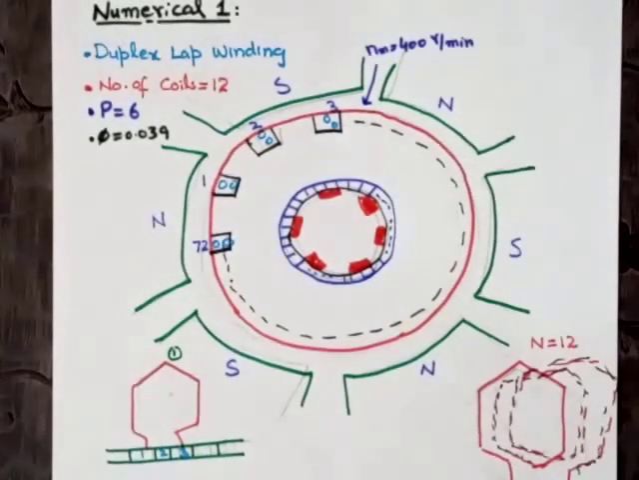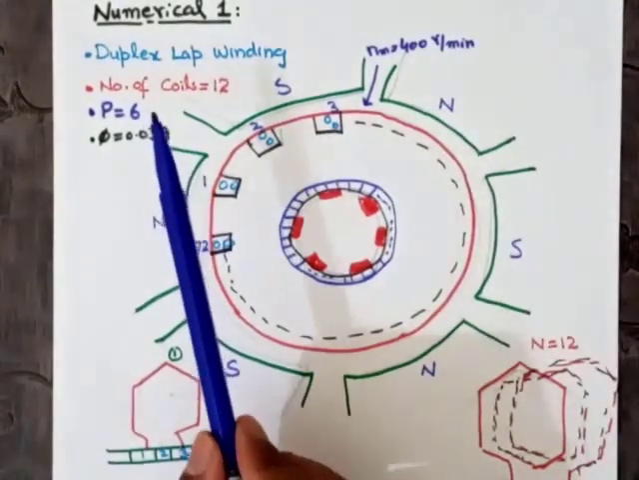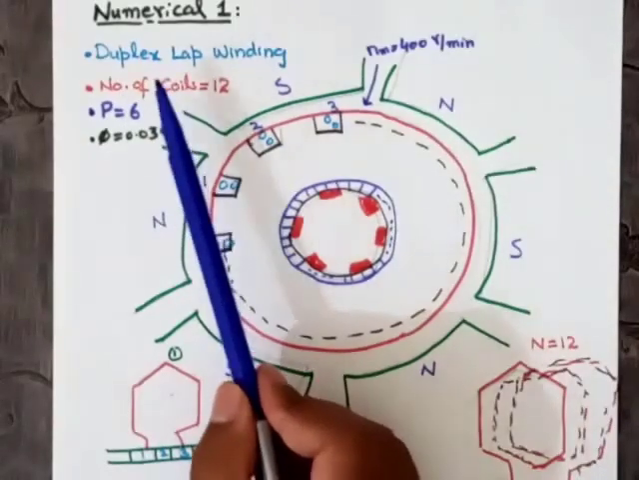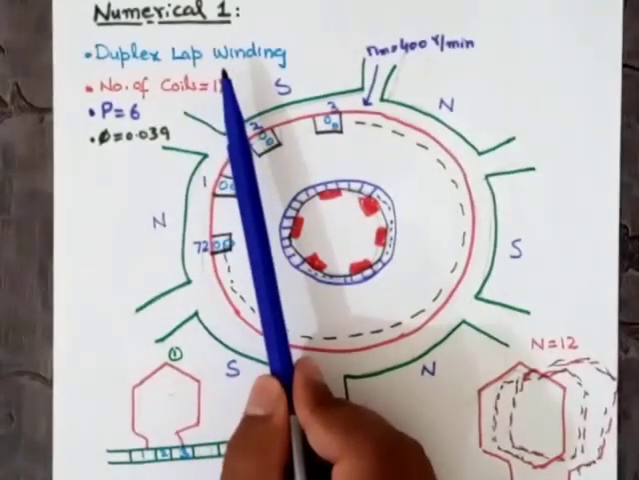Now we will solve a simple numerical to understand all these concepts in much better fashion. Numericals are always very important to reinforce the concepts that you are learning in the theory. So the numerical is a duplex lap winding. The first given parameter is the duplex lap winding.